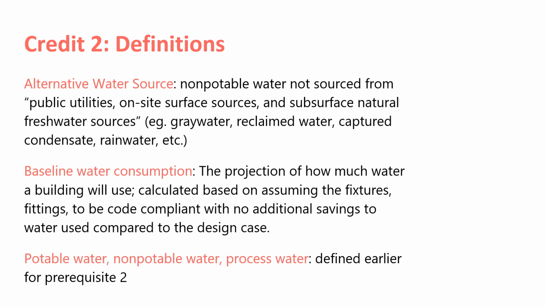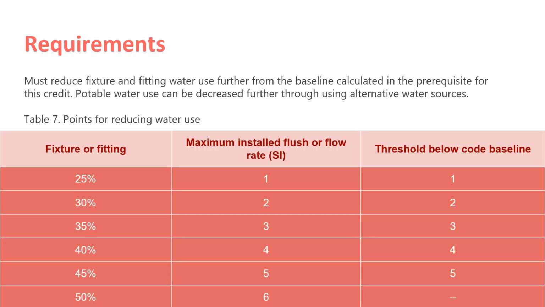Before moving forward, we strongly recommend looking over the definitions of the following important terms for Credit 2 if you're not already familiar with them. For points to be earned in Credit 2, the building must reduce fixture and fitting water use further from the baseline calculated in the prerequisite credit. The following table shows the points for reducing water use for each percentage of reduction from fixtures and fittings.